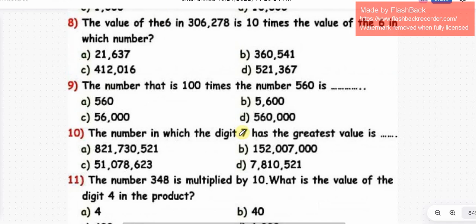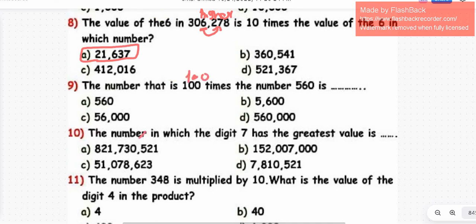The value of 6 here is 10 times the value of 6 in which place, in which number? He told me that this 6 is 10 times. 10 times which 6 of them? It means that this is the higher place. This is the higher place. 10 times which place? What is the previous place? Go back one place. Go back one place. It's here, the 6 in the 100.